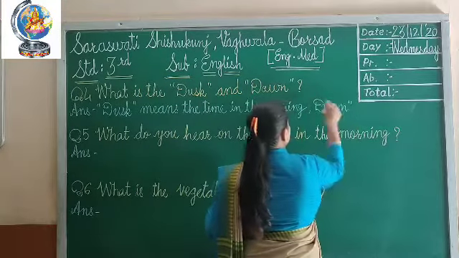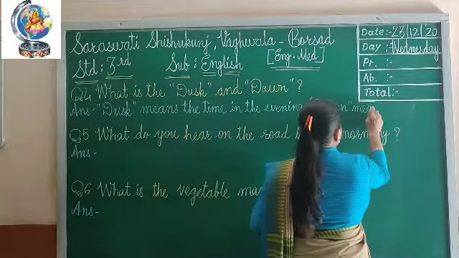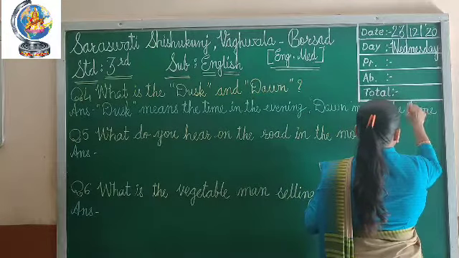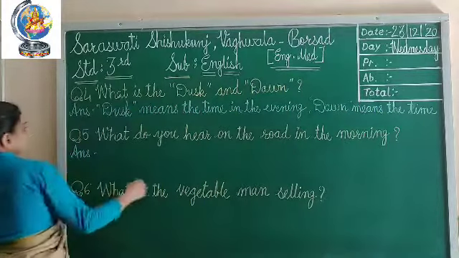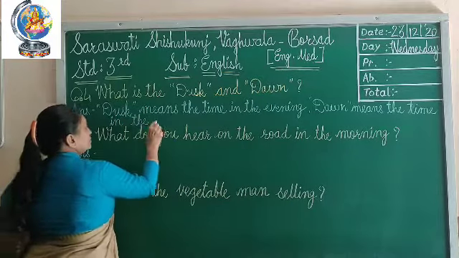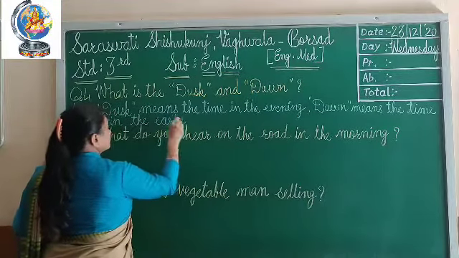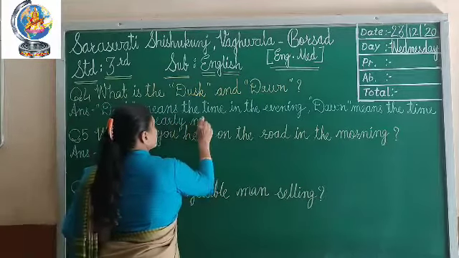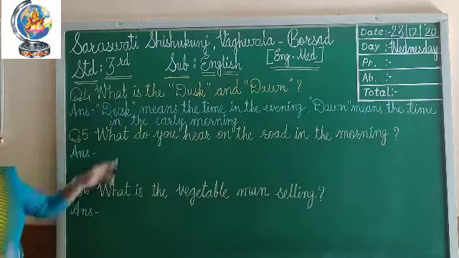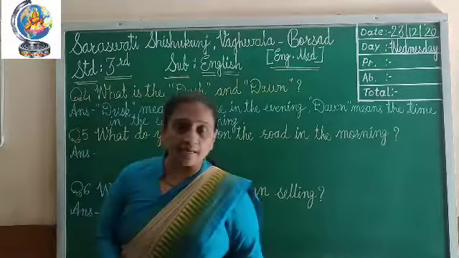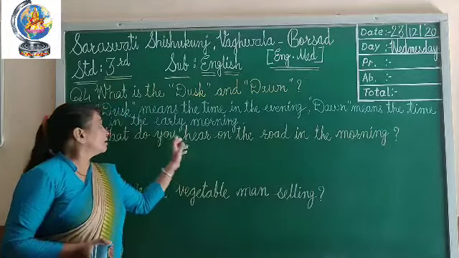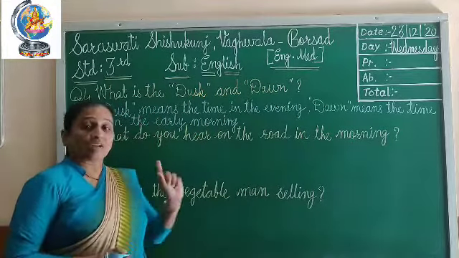Dawn means the time in the early morning. Okay, so the meaning of dusk is the time in the evening. And what is the meaning of dawn? Dawn means the time in the early morning. Not only morning, early morning.